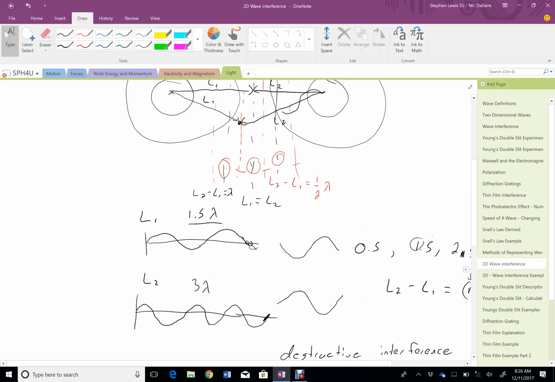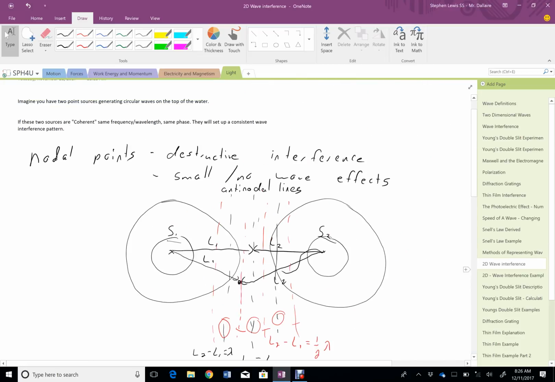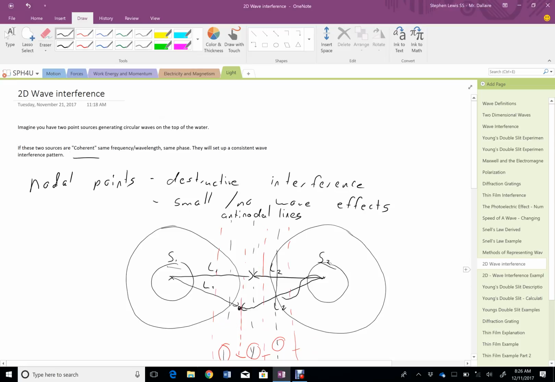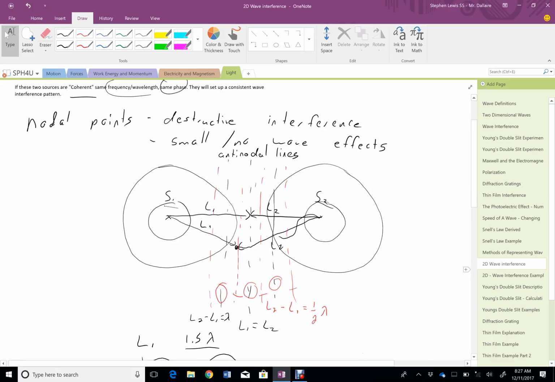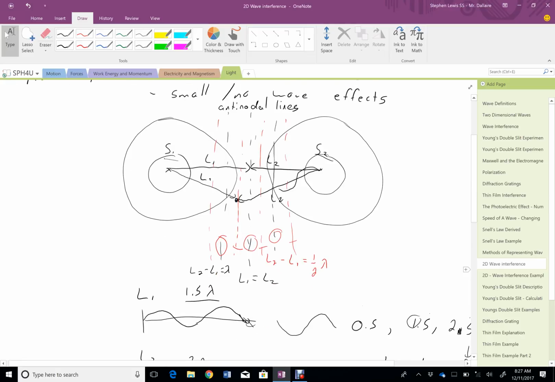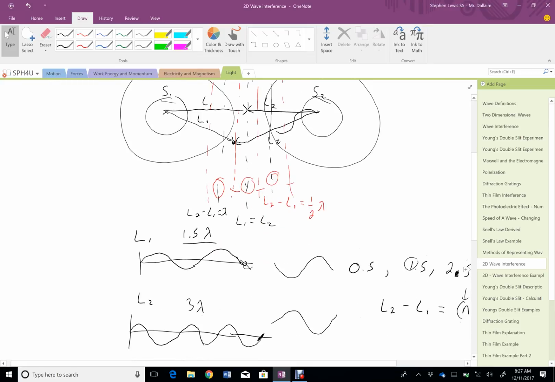That is the interference pattern that happens when you have two coherent, that means same frequency and wavelength and same phase waves, interfering. The example I used was like on the top of a surface of water, but also this would work for sound waves or light waves or anything else.